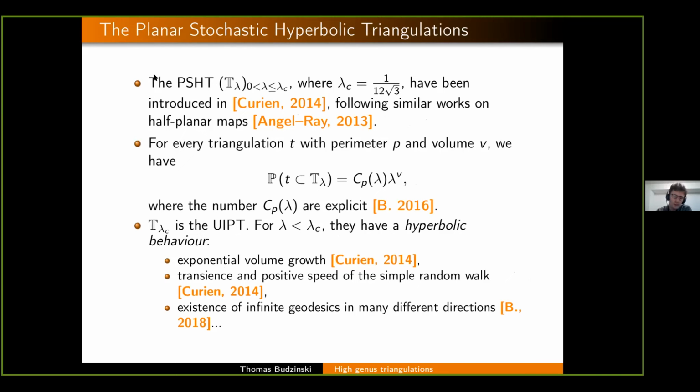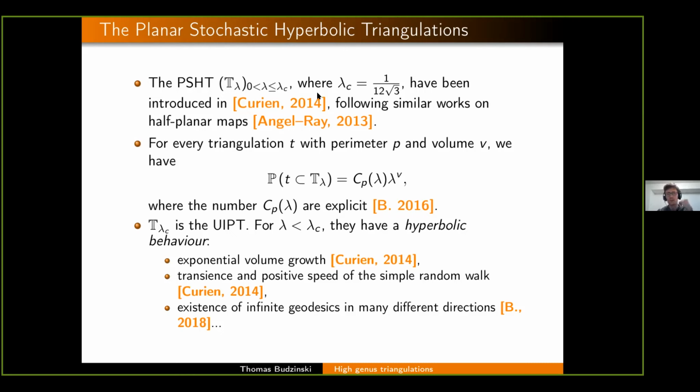So for this, a natural question was, if I have a random infinite triangulation of the plane satisfying a spatial Markov property similar to the one in the UIPT, what can it be? Are there a lot of random triangulations of the plane satisfying such a property? And this question was asked first by Angel and Ray for half-planar maps, and then by Curien for maps of the full plane. I'm only going to be interested in the full plane in this talk.